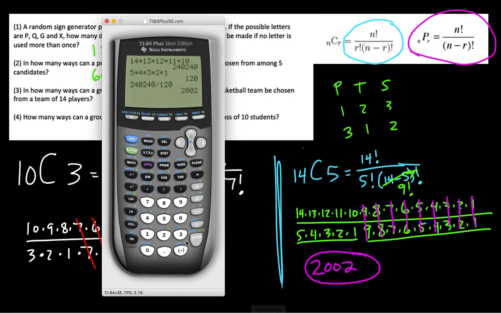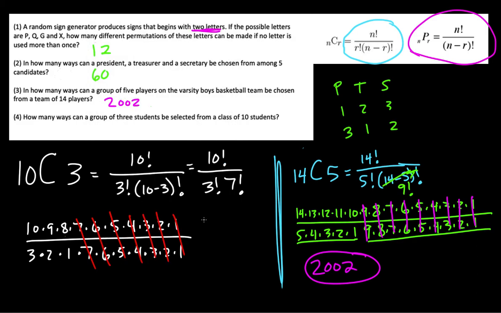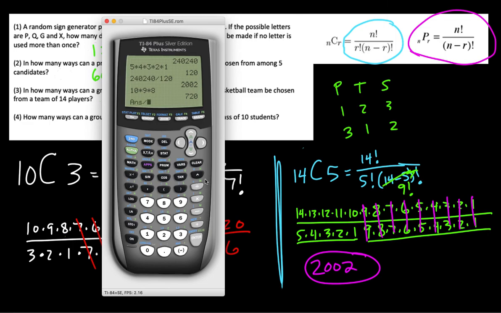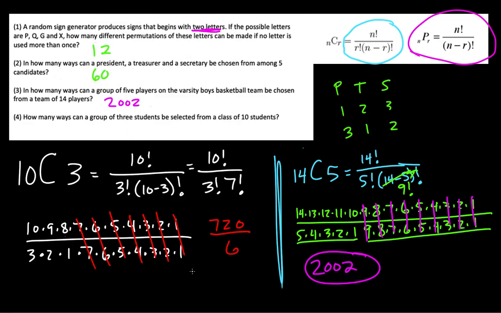Go to the calculator, do 10 times 9 times 8. So that's the top of our fraction is 720. The bottom, 3 times 2 times 1 is 6. And if we just divide 720 by 6, we end up with 120. So the answer to number 4 is 120.